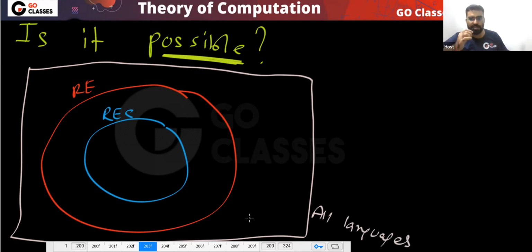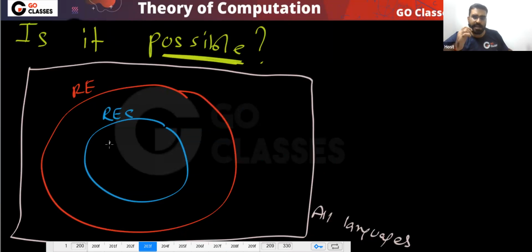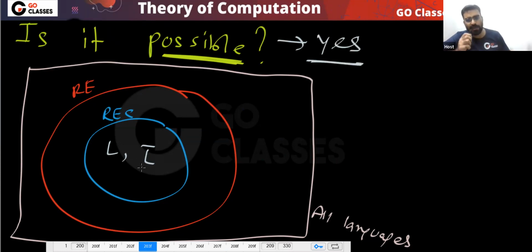Okay, so this is all languages. Now, very simple. Tell me, is it possible? I am asking some questions one by one. Is it possible that L can be here and L complement can be here? Yes, because if L is here, then L complement will be here.